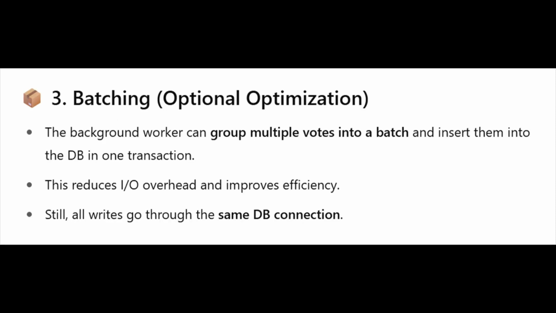3. Batching, optional optimization. The background worker can group multiple votes into a batch and insert them into the DB in one transaction. This reduces I/O overhead and improves efficiency. Still, all writes go through the same DB connection.